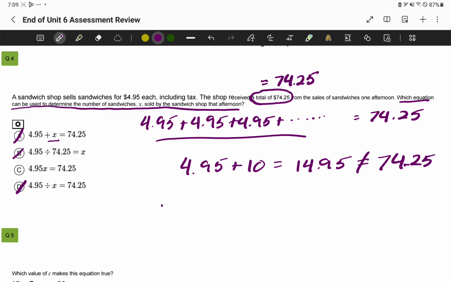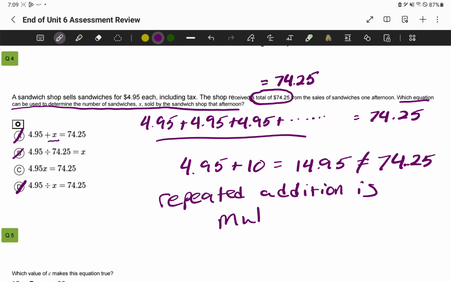Repeated addition is multiplication. And so we're going to multiply the number of sandwiches they made, which we don't know, by the price of the sandwich. And so that's our equation, choice C.